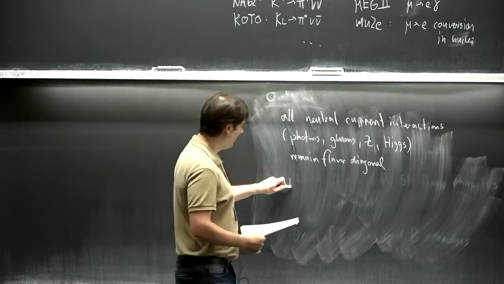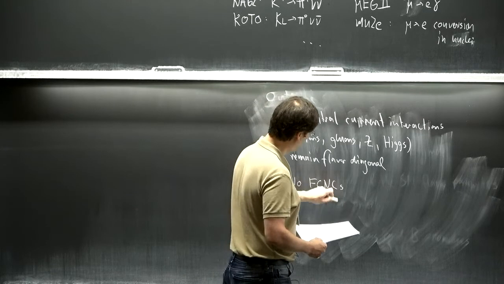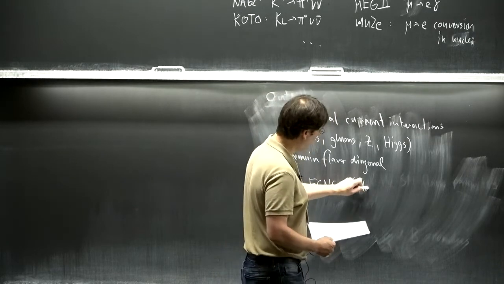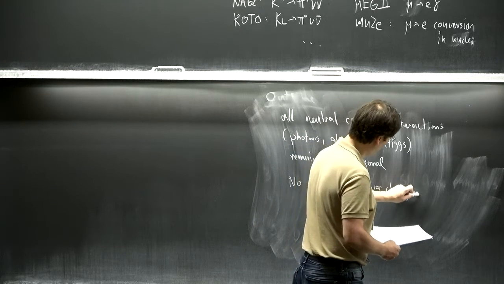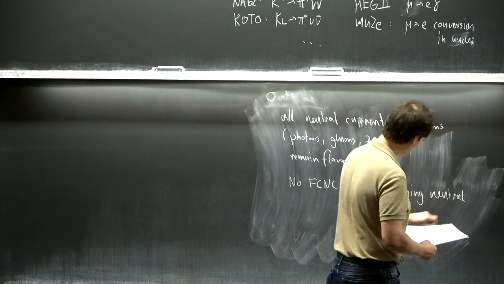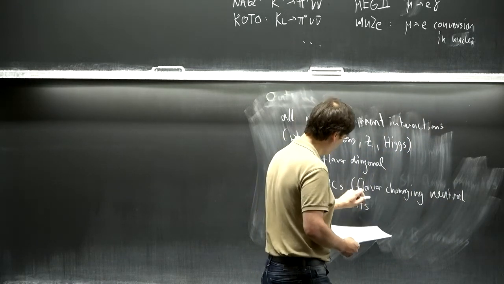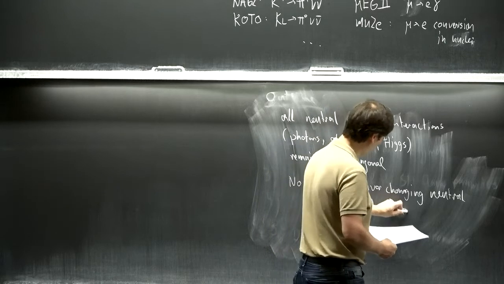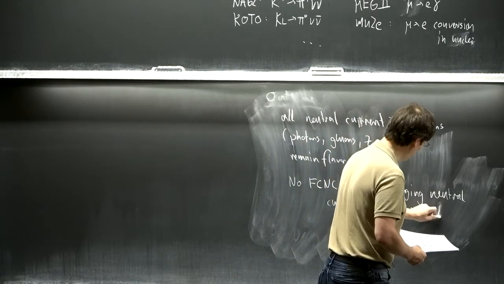So one says that there are no FCNCs, so no flavor changing neutral currents, at tree level in the standard model.